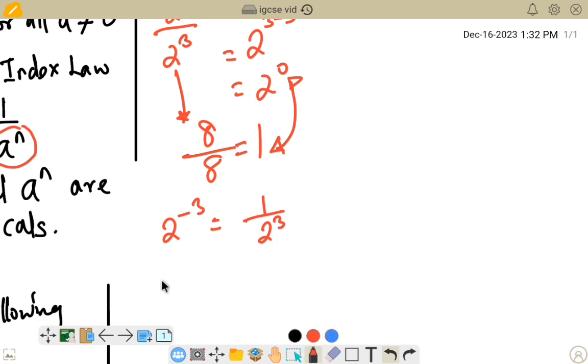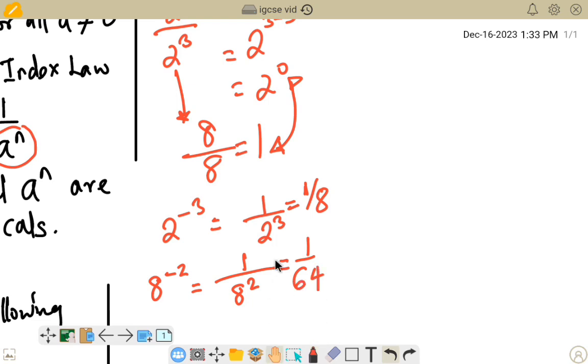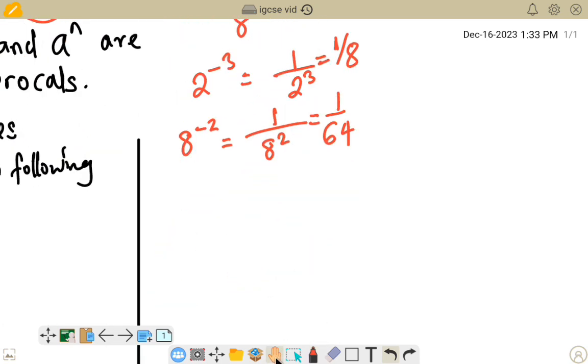If you try it for another number, you have 8 raised to the power minus 2. To remove this negative sign, just write 1 first over the same thing but don't include the negative sign. That will give you 8 raised to the power 2. From here, 2 raised to the power 3 is 8, so also write 1 over 8 here. And from here, 8 raised to the power 2 is 64, so you can write 1 over 64 in this case. So that's how you use the negative index law. Let's try it one more time.